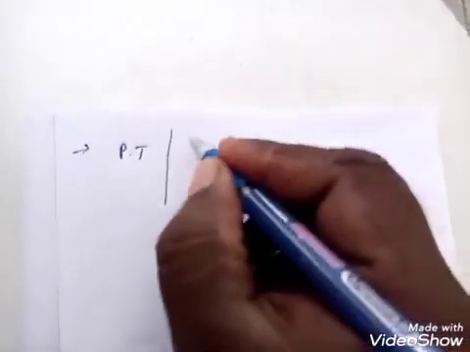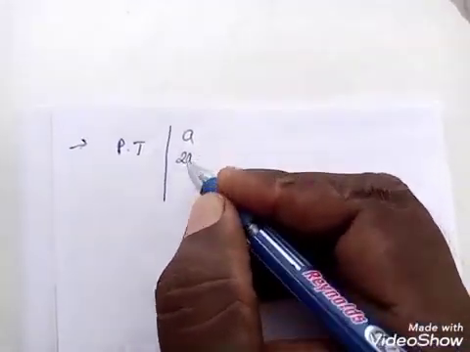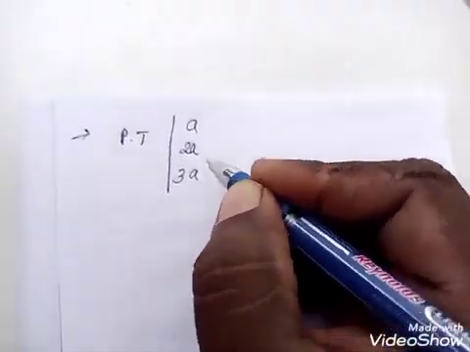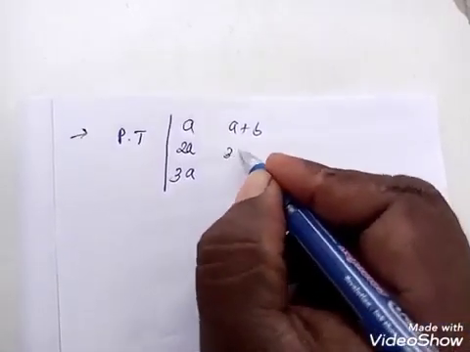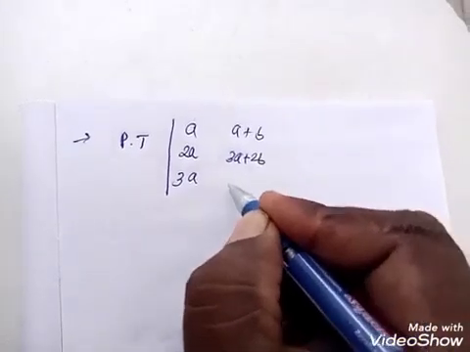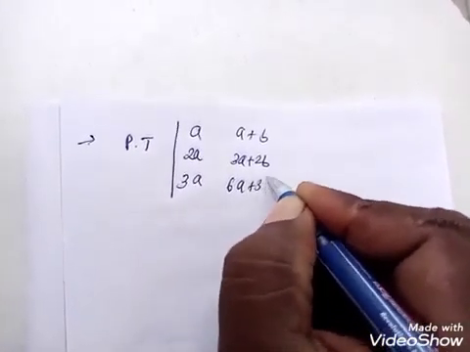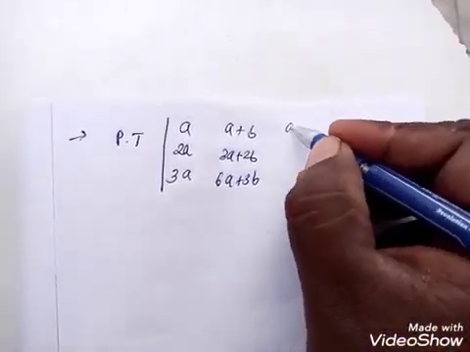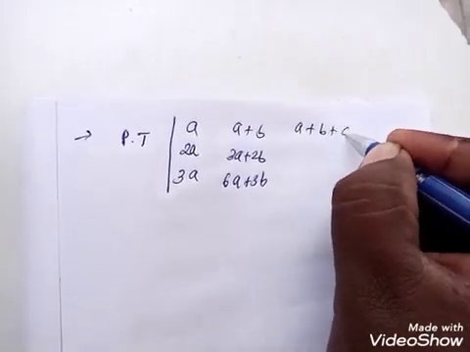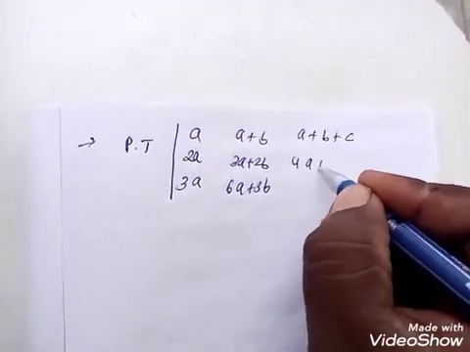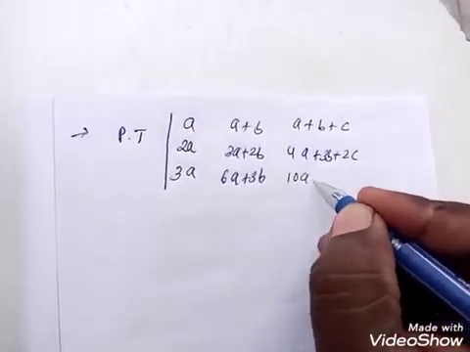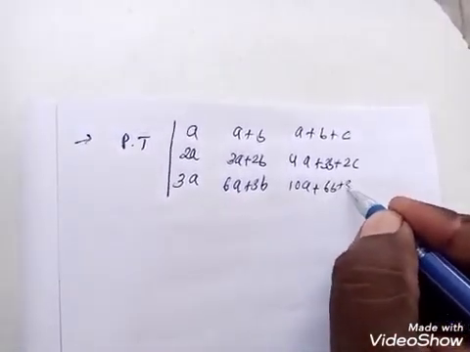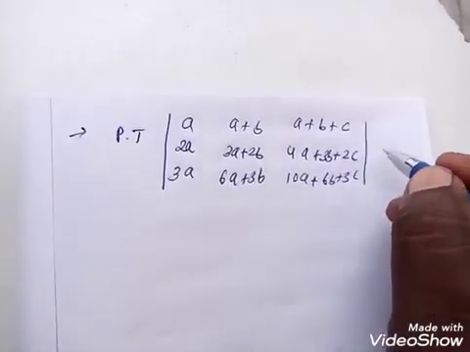Prove that the determinant of a, 2a, 3a; a plus b, 3a plus 2b, 6a plus 3b; a plus b plus c, 4a plus 3b plus 2c, 10a plus 6b plus 3c is equal to a cube.